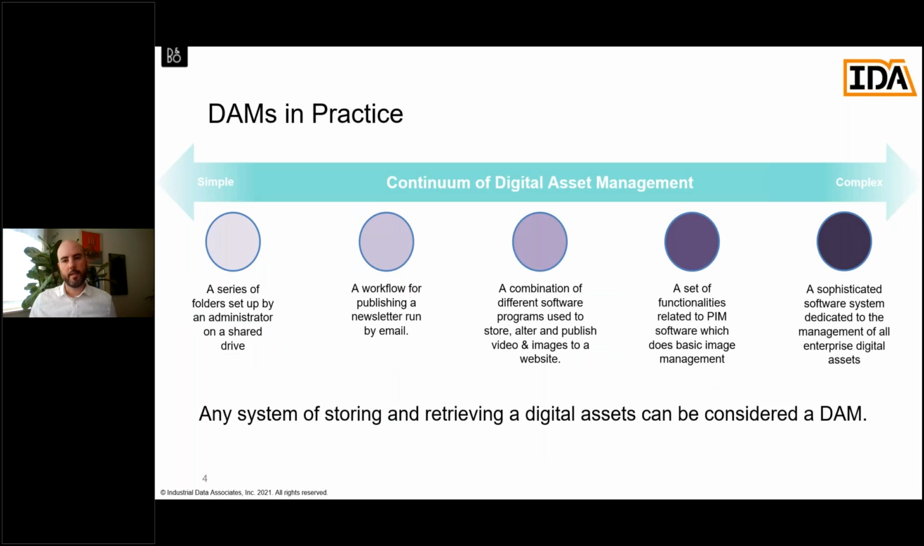But when we talk about DAM, we can talk about a variety of different systems. So a really simplistic DAM might be just a system of folders on a shared drive where people manage their digital assets. On the right-hand side of this continuum are these really sophisticated software systems with a lot of functionalities. And the DAMs we saw on the previous slide are going to be these more sophisticated DAMs that are the two darkest circles in this continuum. But really, a DAM can be thought of as any system you have for managing digital assets.